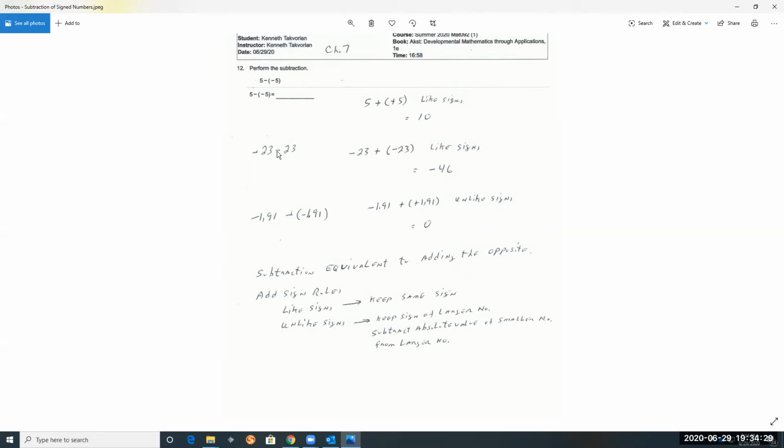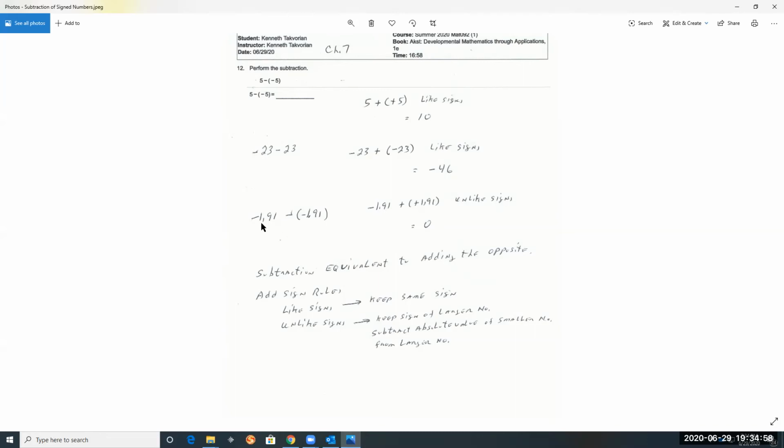This problem says negative 23 subtract 23. Rewriting the subtraction as add the opposite. If this is the subtraction symbol, then this number is understood to be positive, so the opposite of a positive is a negative number. Again, we have like signs, both negative, but we're adding, so the sign of the answer is negative, and we just combine 23 and 23, which gives me 46.